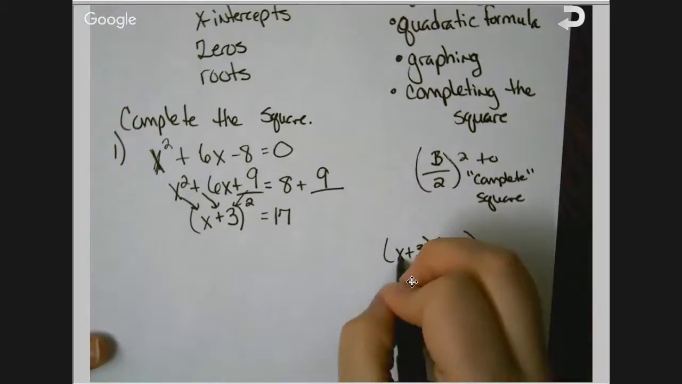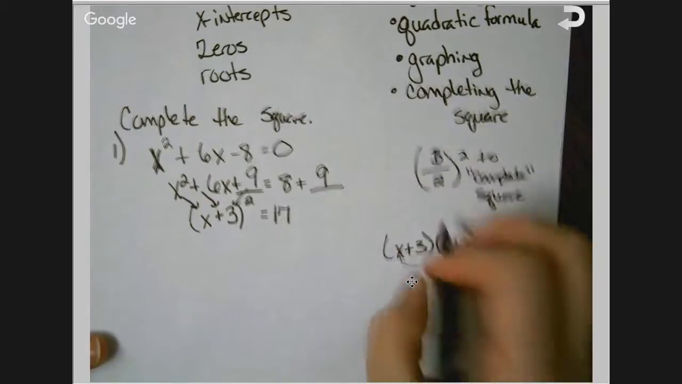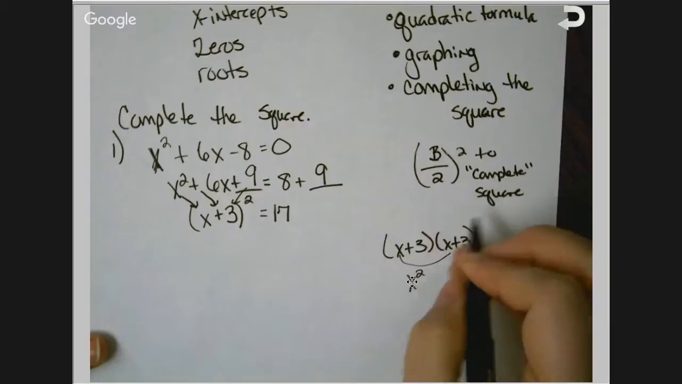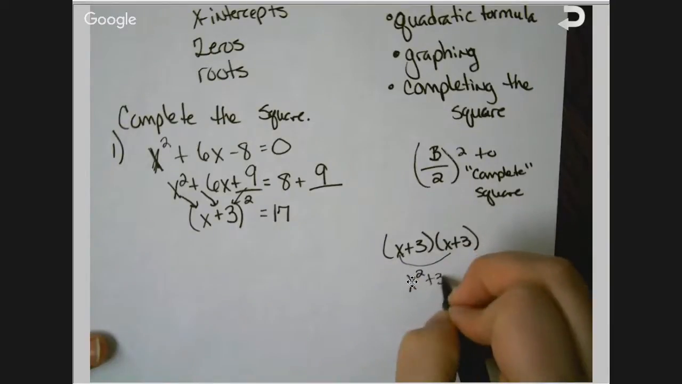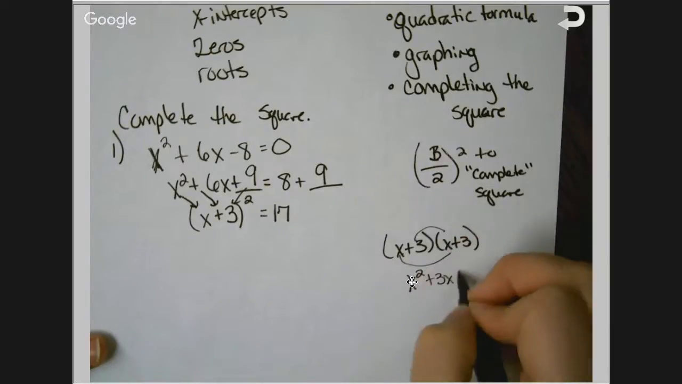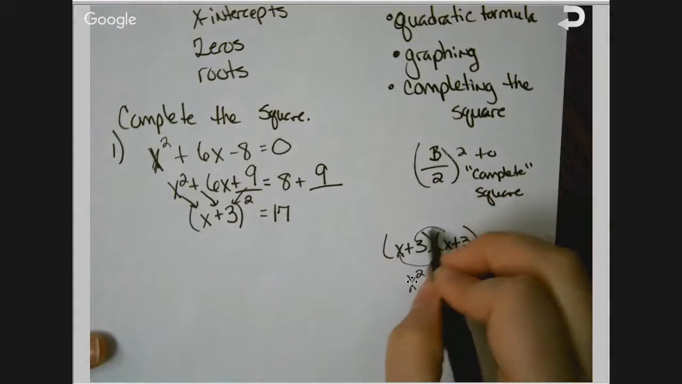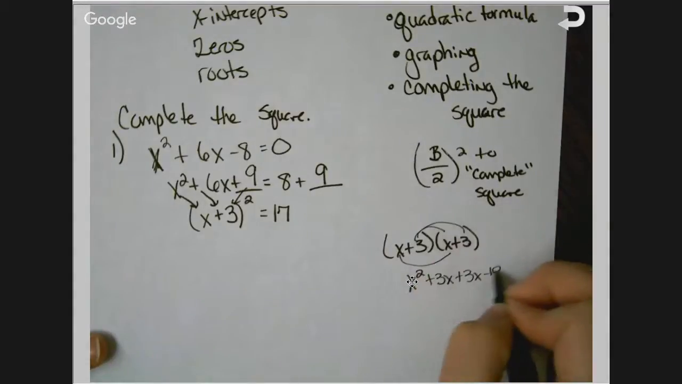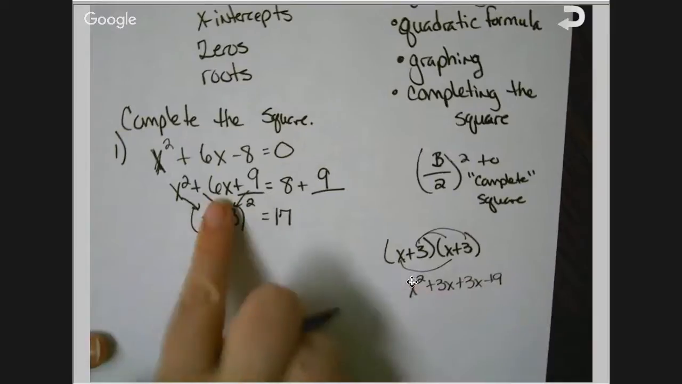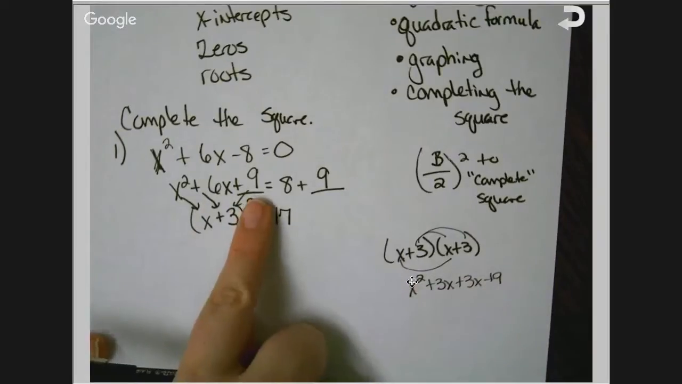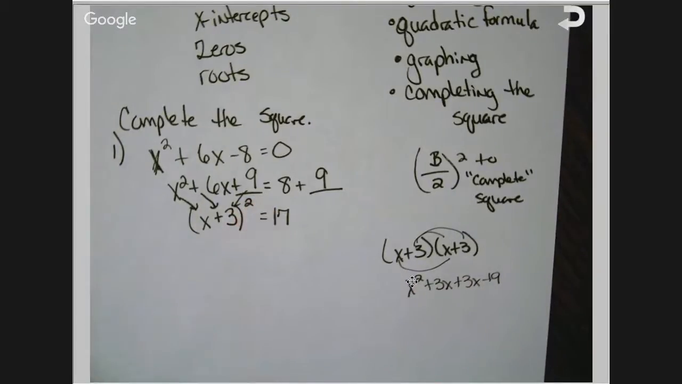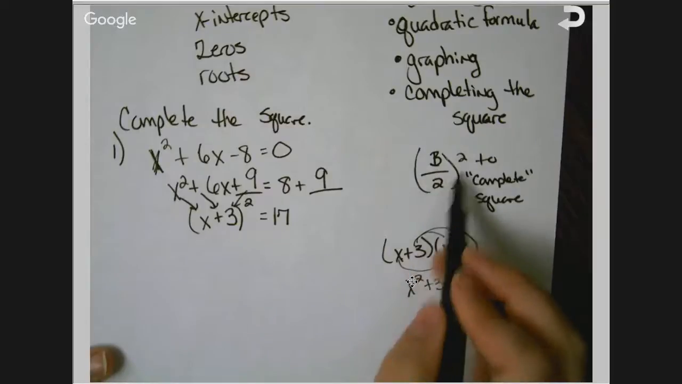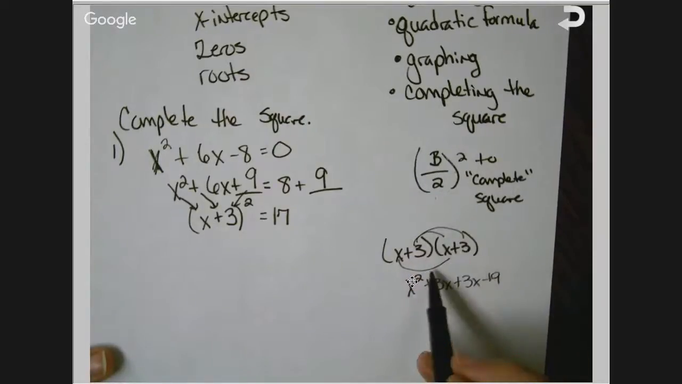Well, if I pull it back out to check to make sure it worked, x times x is x squared. X times 3 is 3x. And 3 times x is also 3x. And then 3 times 3 is 9. So it makes my 6x, and then it gives me my 9 because of that half thing. The reason why it worked is because we divided by 2 and squared it, which is the format that this would have done.